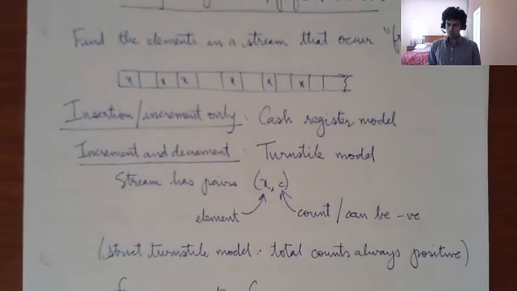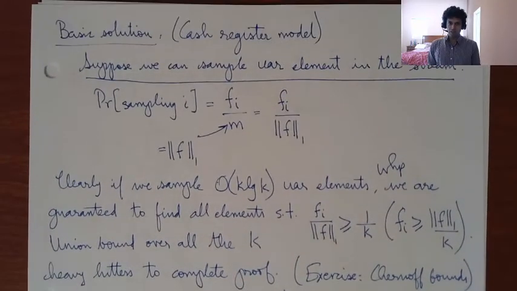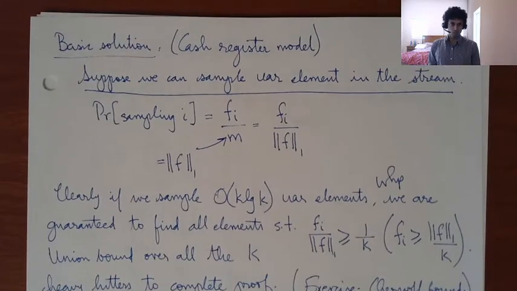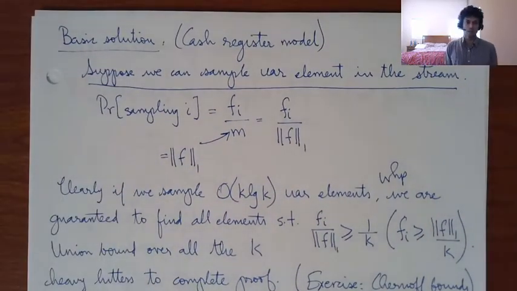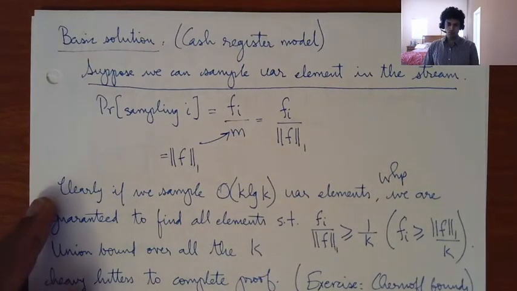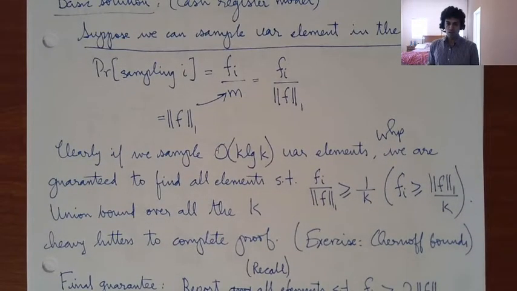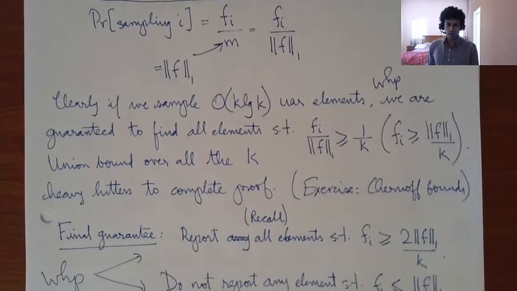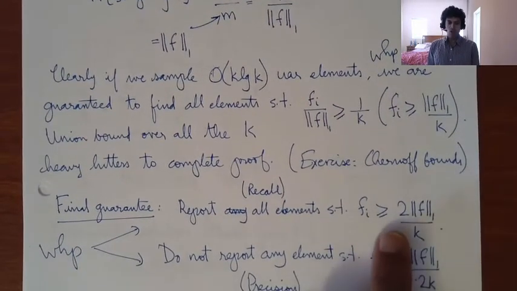Now let's talk about a very basic solution in the cash register model. Suppose we sample a uniform random element in the stream. Then we can simply repeat this multiple times, simply choose many uniform random elements. And if you go through the math, you can essentially find everything.